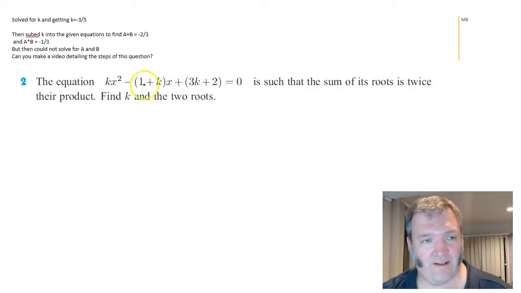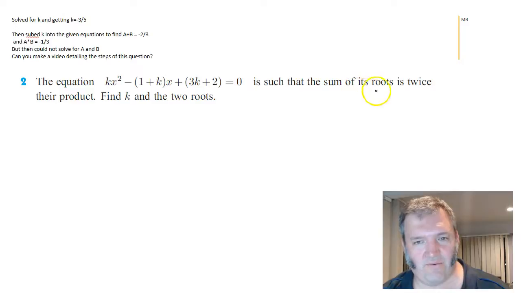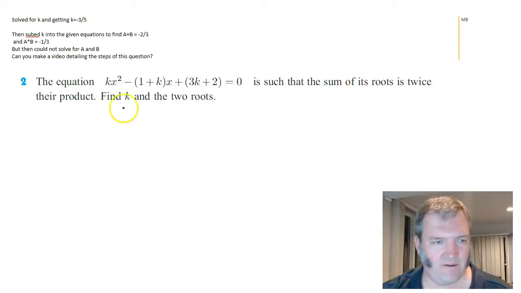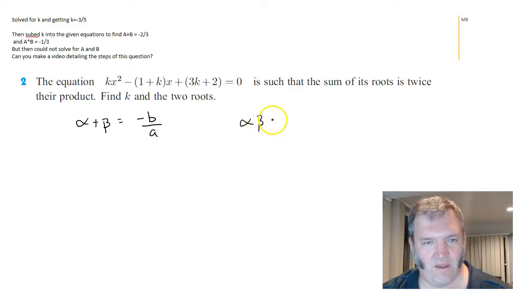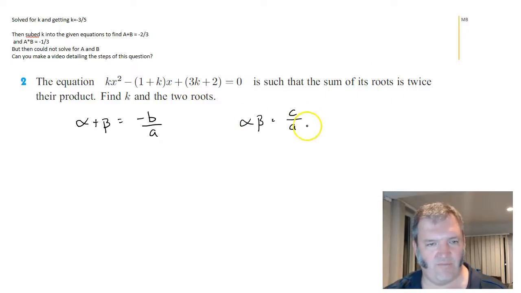Here we've got an equation, it's a quadratic, and it's got all these annoying k's in it, so we don't know the exact value of any of the coefficients, but that's okay. This equation is such that the sum of its roots is twice their product. So what is the sum of the roots? Alpha plus beta, and if we remember correctly, it's negative b over a, and the product of its roots is c over a. And now we're told the sum of its roots is twice the product of the roots. So negative b over a equals 2 times c over a.